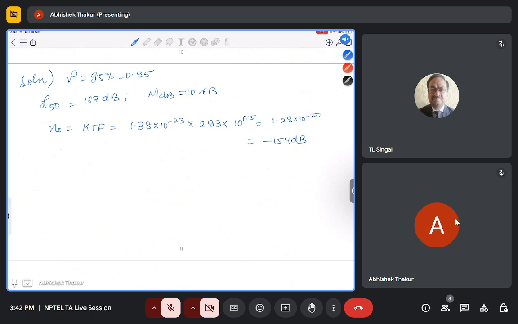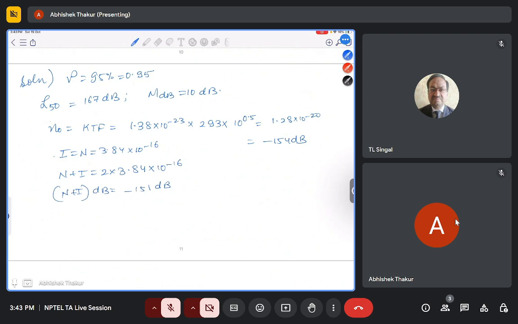Now the interference power is equal to the noise power, which is given. So that is equal to 3.84 into 10 to the power of minus 16. So N plus I is equal to this value. When we find this in dB, we'll get minus 151 dB.